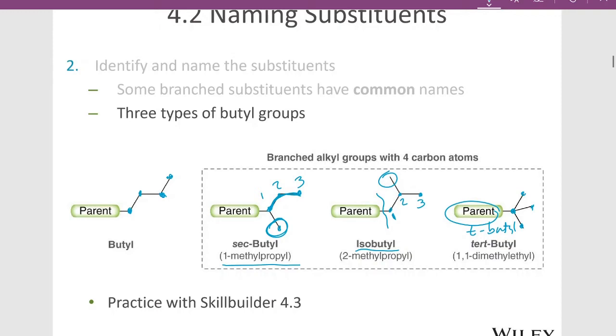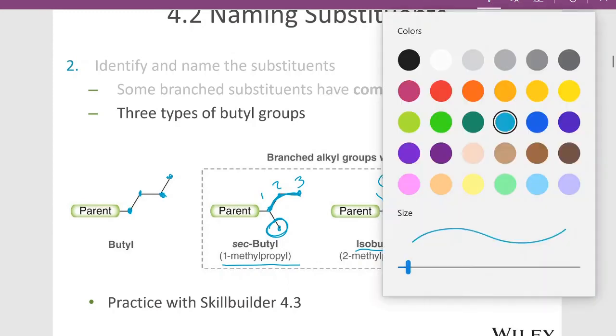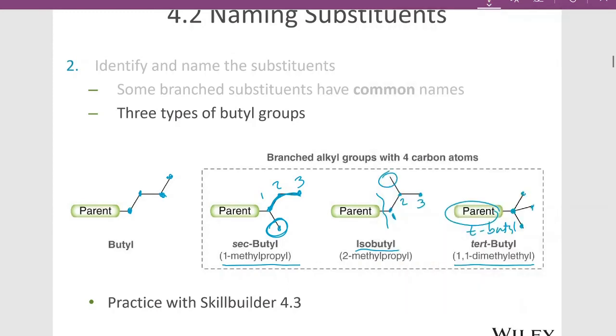And this also could be named as a 1,1-dimethylethyl group, because if we start numbering at the carbon attached to the parent, let's just number it this way, this would be an ethyl group that has two methyls attached. So this would be 1,1-dimethylethyl. But the most common way you'll see this named is going to be as a T-butyl or tert-butyl group.